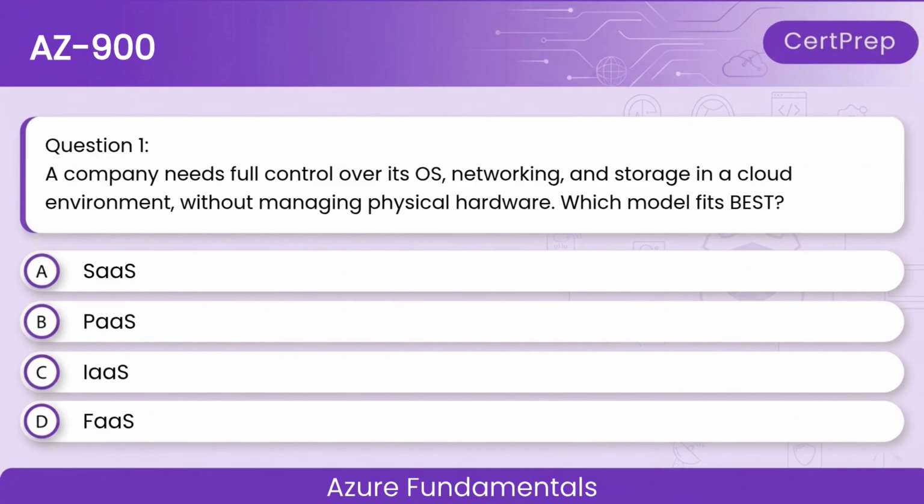A company needs full control over its OS, networking, and storage in a cloud environment without managing physical hardware. Which model fits best? A. SaaS. B. PaaS. C. IaaS. Pause for 5 seconds and think about which model gives control beyond just applications.